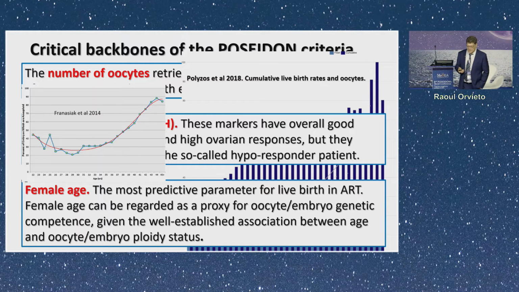And the last one is the female age, which can be regarded as a proxy to oocyte embryogenetic competence, given the well-established association between age and euploidy, or aneuploidy. You can see here that as the age increases, the rate of aneuploid embryos increases. And this is the most predictive parameter for live birth rate in ART.